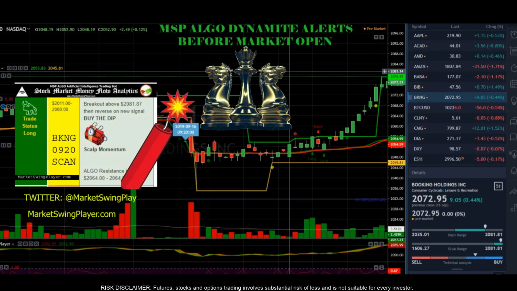And in a nutshell, these are MSP ALGO Dynamite Alerts that you can take after the market open, and you'll be alerted before the open. Okay, so all you have to do is use the money flow, look at that one column. Do not use any of the other columns, because that is telling you what it thinks the best trade is. We just randomly looked at a few of these alerts, and it was 100%. So I'm not going to say everything's going to be 100%. It's just that what we looked at was 100%.